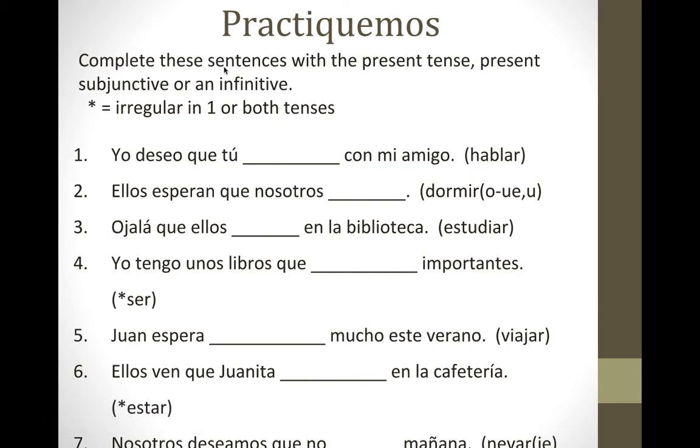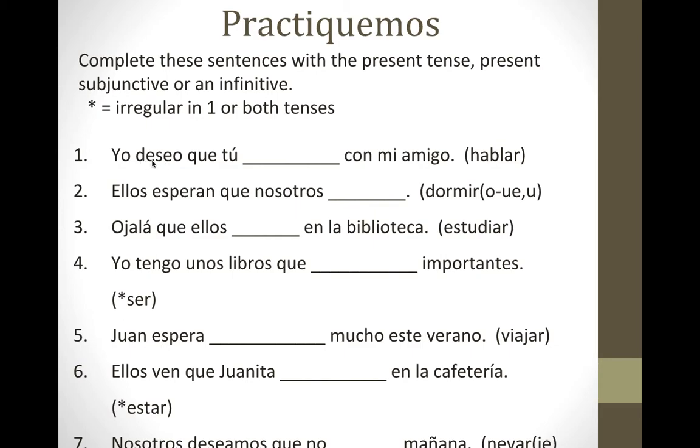It says here, complete these sentences with the present tense, the present subjunctive, or an infinitive. Okay, an asterisk will mean that it's irregular in one or both tenses. Number 1 says, I wish that you would speak with my friend. Okay, so let's check here. Here's your main clause.